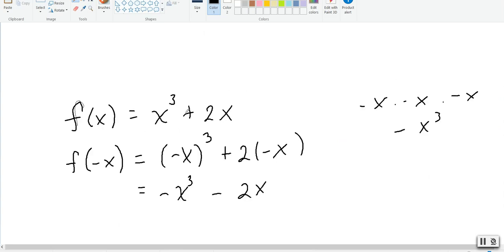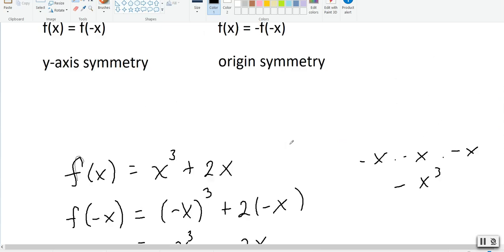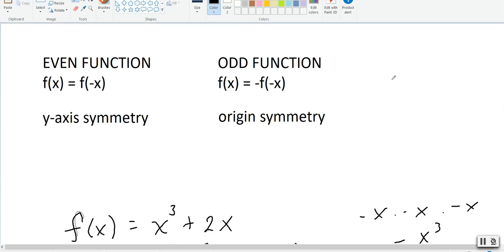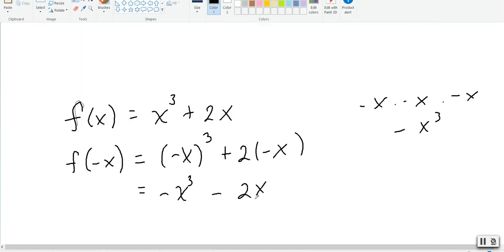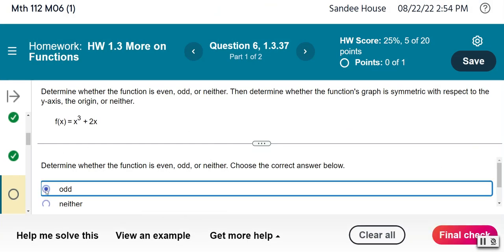Now notice that this was positive, it is now negative. This was positive, it is now negative. So since the signs are opposite, and you can always use that to help you remember, opposite, odd. Yes, both of my signs were opposites, so this is an odd function.